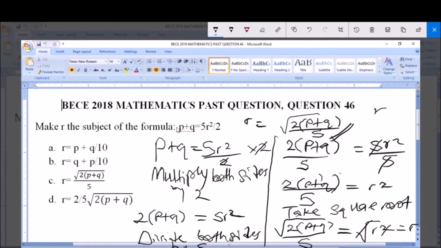Now which of these options correspond to our answer? A says R is equal to P plus Q all over 10, which is wrong. B says R is equal to Q plus P all over 10, which is wrong. And C says R is equal to square root of 2 into P plus Q all over 5, which is correct. It corresponds to our answer. And D says R is equal to 2 all over 5 square root of 2 into P plus Q, which is wrong. So therefore the final answer to this question is option C.